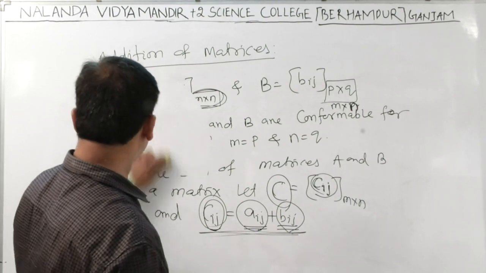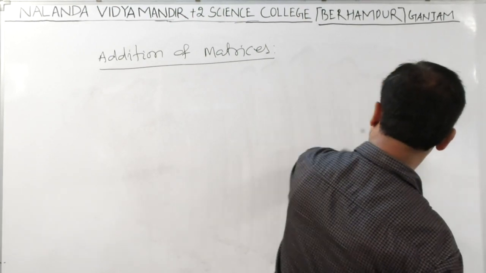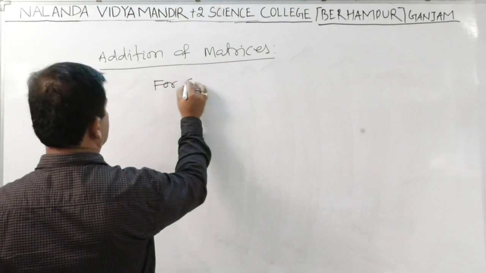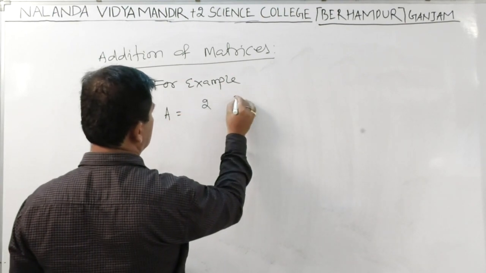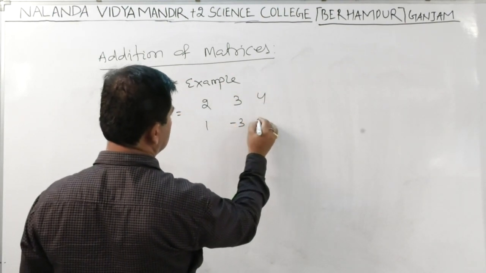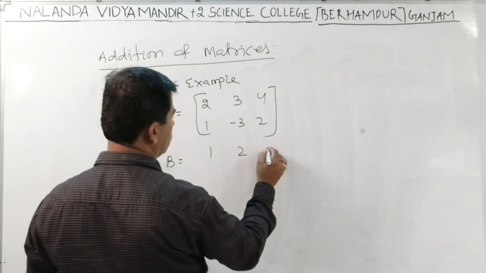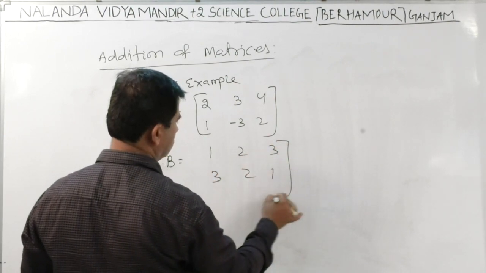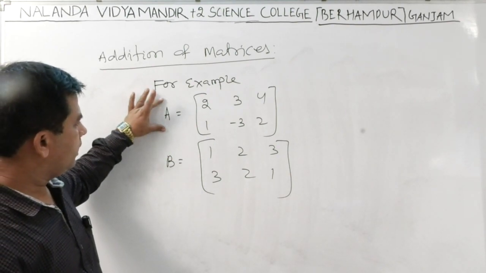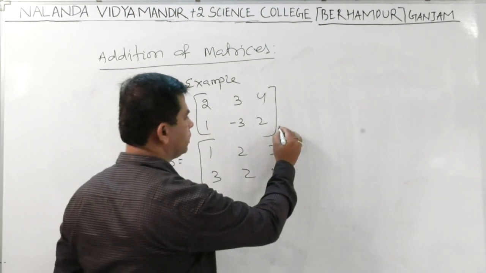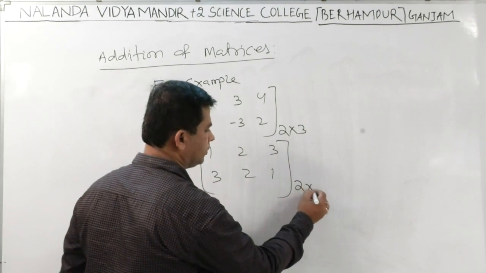For example, let A is equal to 2, 3, 4, 1, minus 3, 2, and B is equal to 1, 2, 3, 3, 2, 1. Here we observe matrix A is of order 2 cross 3, and B is also of order 2 cross 3.